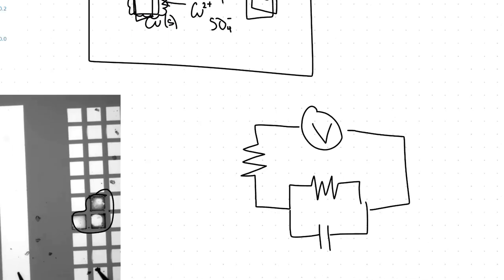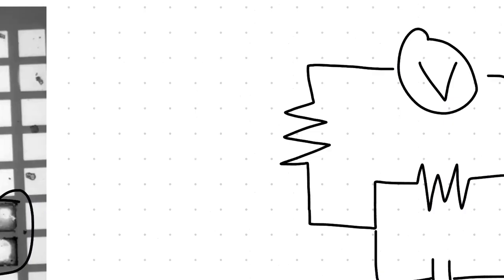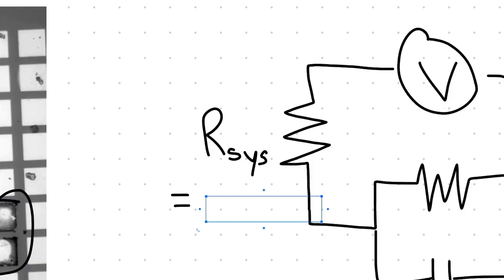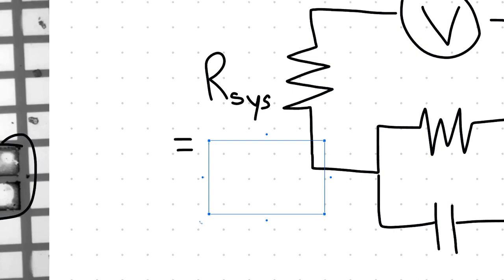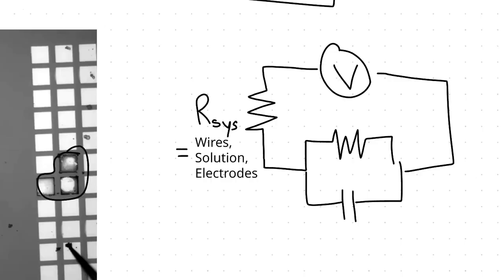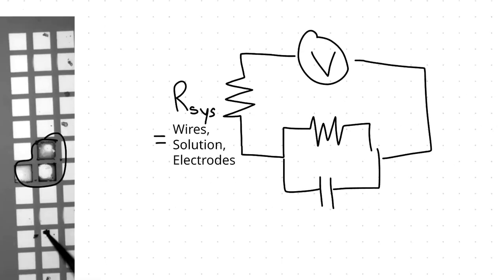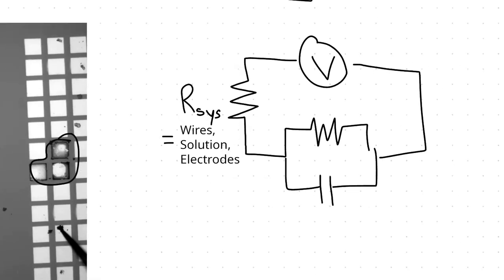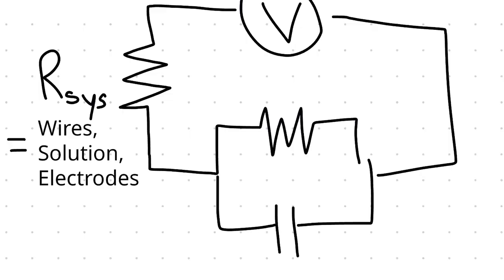So let's try to explain what each of these components represents theoretically. First, this first resistor is the resistance of the system, and this is just stuff like the wires, which will have some resistance, and the solution itself, which will have some resistance. Even the electrodes, even though we're using platinum electrodes, still have some resistance. So those have to be included as well. And all those resistances summed up create the system resistance that contributes to this non-ideal reaction.